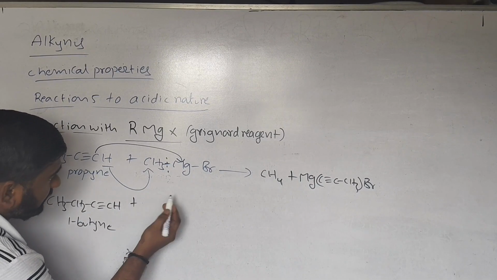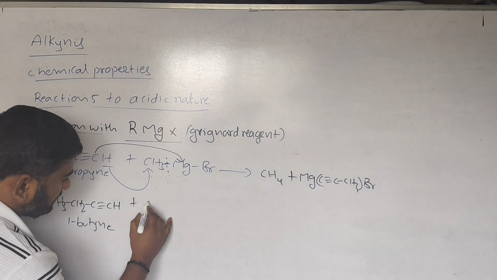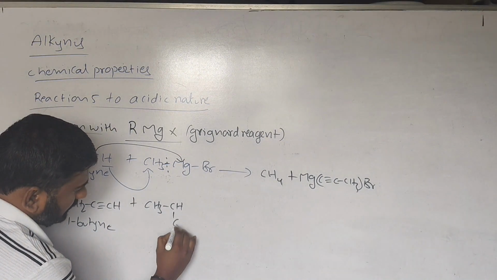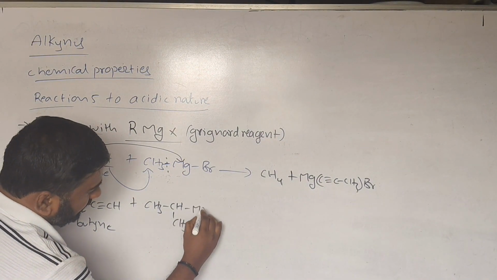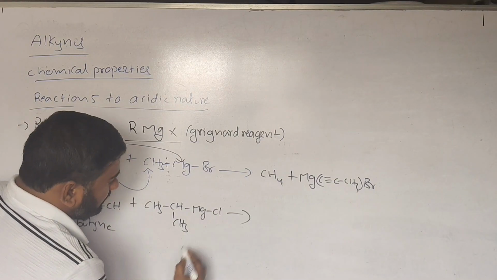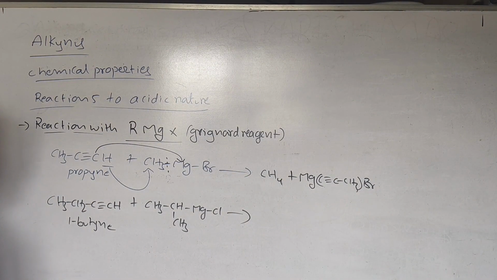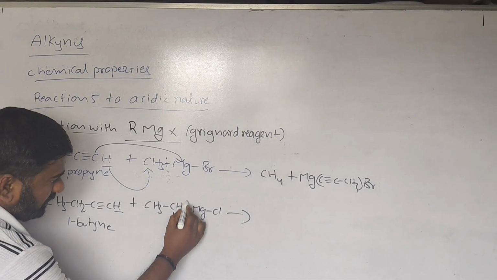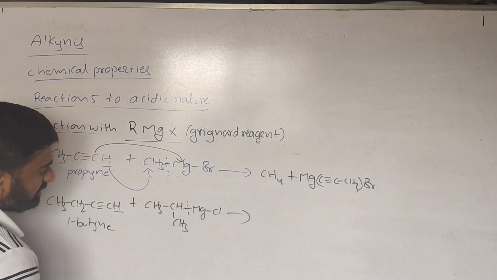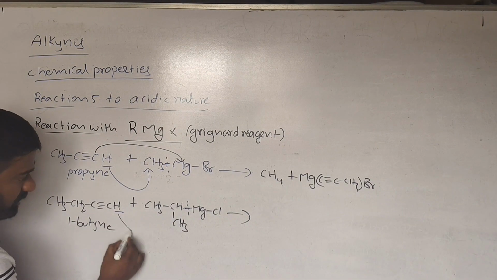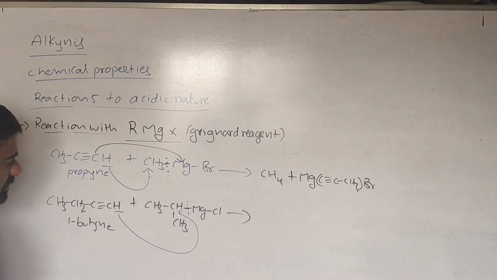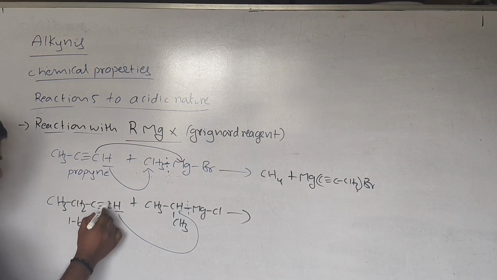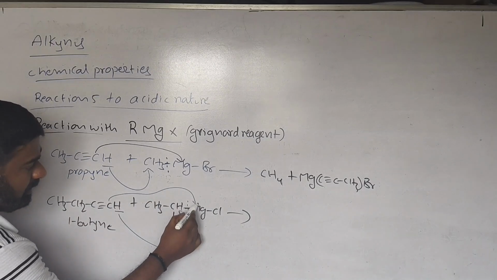Here, if you take any other Grignard reagent, suppose I take the isopropyl Grignard reagent, MgCl. Here also this is the acidic hydrogen. So from this alkyl group of magnesium bond you have to break. This hydrogen you have to add to this carbon. The remaining part you have to add to the Mg.